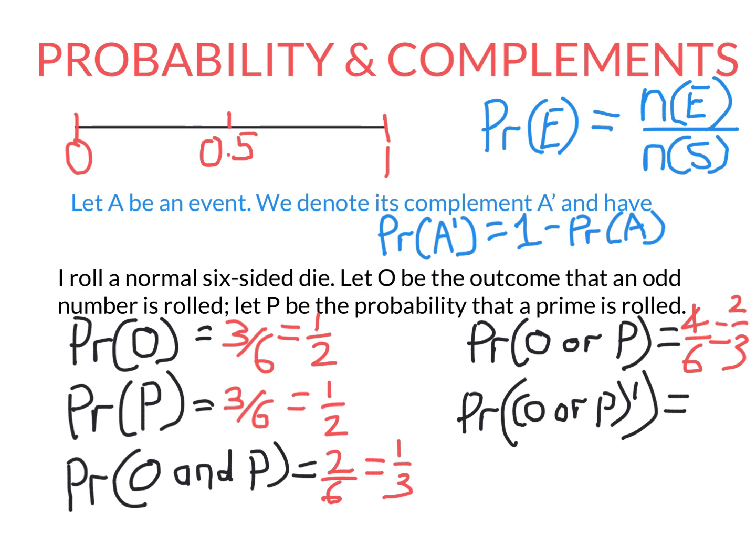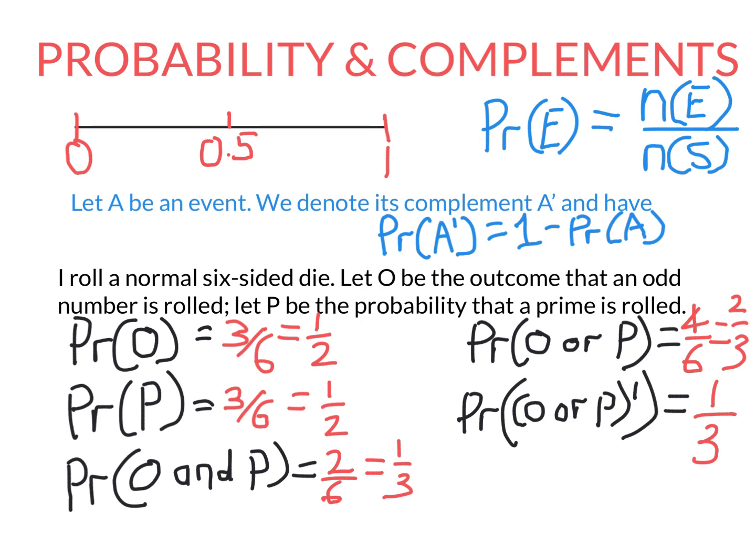So what about this one? This says the probability of (O or P) complement. This is saying what's the probability I roll a number that is not odd or prime. That means it's neither odd nor prime, a number that's not odd and also not prime? Well, this one's actually pretty easy because of our previous answer. If I know that the probability of an event occurring is 2/3, the probability it doesn't occur is 1 minus 2/3, which is simply 1/3, and that's just common sense.